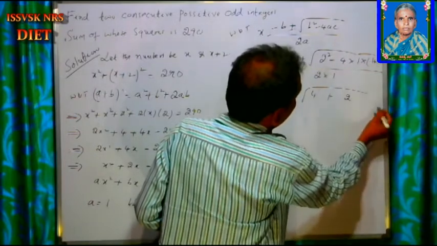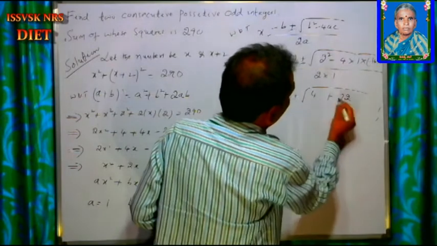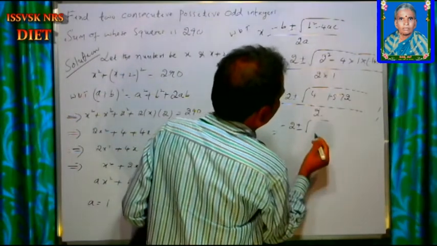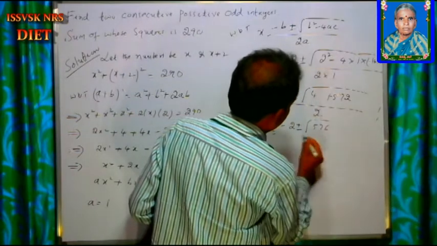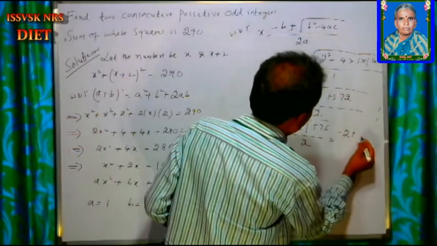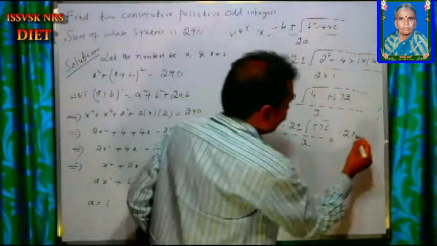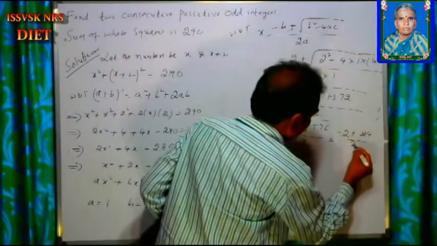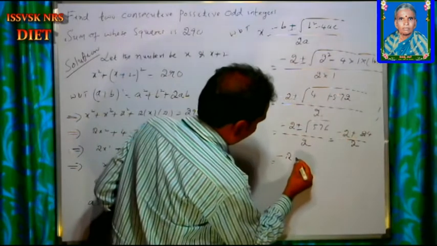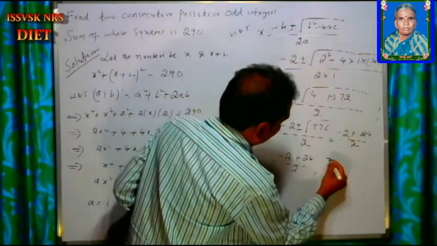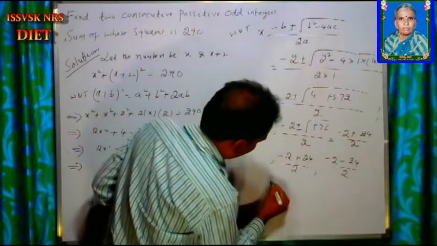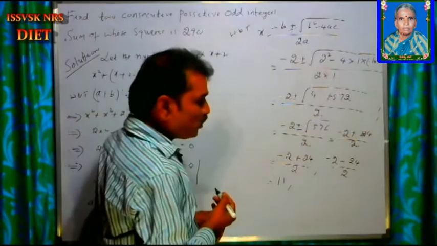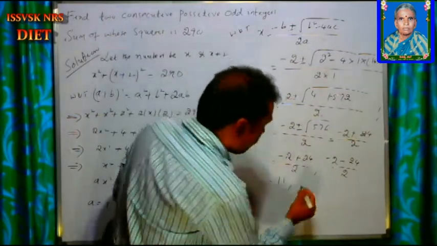4 times 3 is 12, carry 1; 4 times 4 is 16, 17, 7, carry 1; 4 times 1 is 4: 572. Divided by 2, which is equal to minus 2 plus or minus root of 4 plus 572, that is 576, divided by 2. Which is equal to minus 2 plus or minus the square root of 576, which is 24, divided by 2. So we have two values: minus 2 plus 24 by 2, one value, and minus 2 minus 24 by 2, another value. Minus 2 plus 24 is 22, 22 by 2 is 11. Minus 2 minus 24 is minus 26, minus 26 by 2 is minus 13.